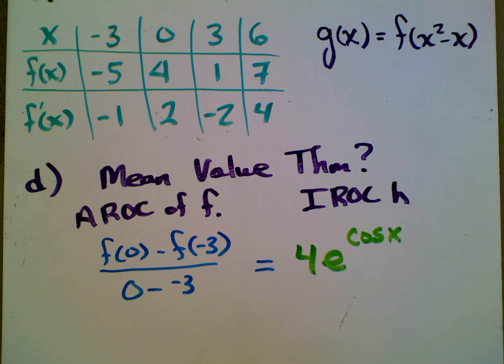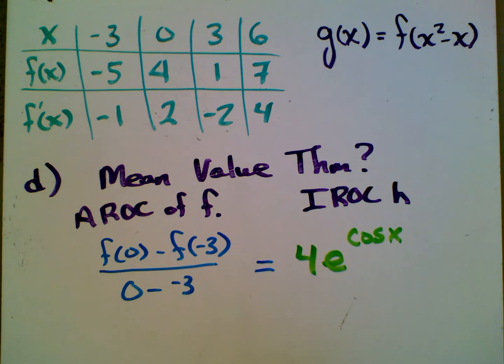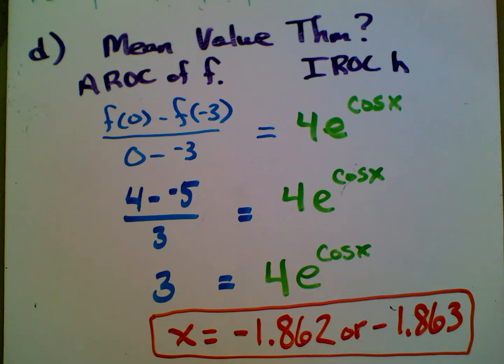For 3D, we now have the mean value theorem, where we're finding the average rate of change and where it's equal to the instantaneous. But one is for f and one is for h. To solve, however, you must use a calculator. I recommend graphing. 3 decimal places.